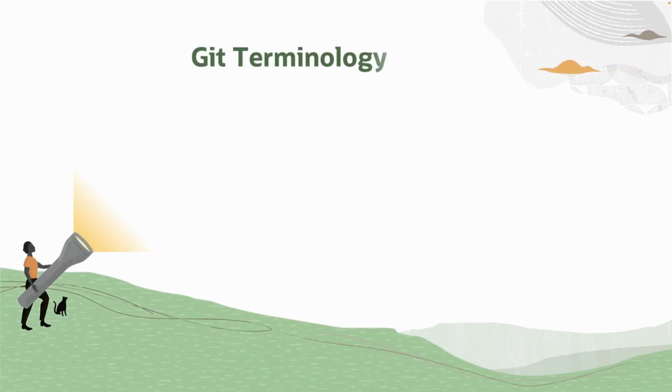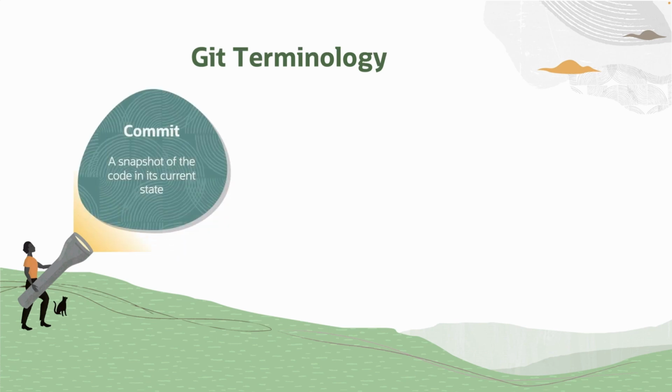Let us discuss some basic terminology in Git. We have mentioned a few of these terms already, but I want to make sure that you understand them as they're important to understanding Git. A commit is a snapshot of the code in its current state. Each commit is identified by a secure hash algorithm, SHA ID. This is a unique 40-character label.